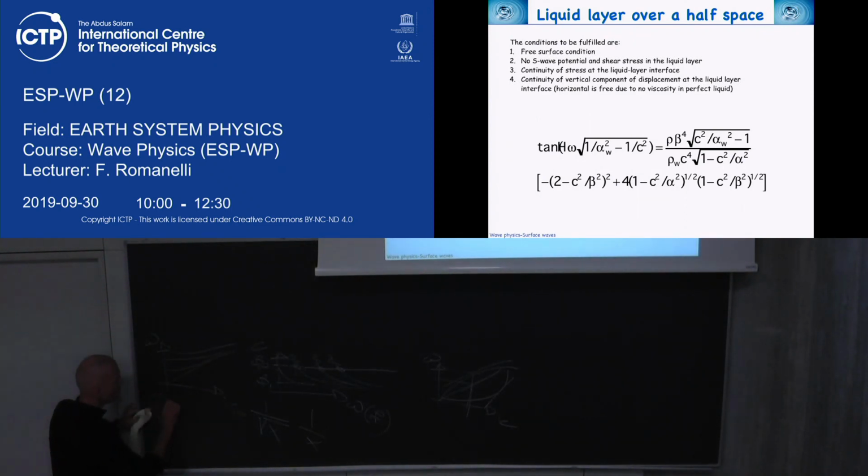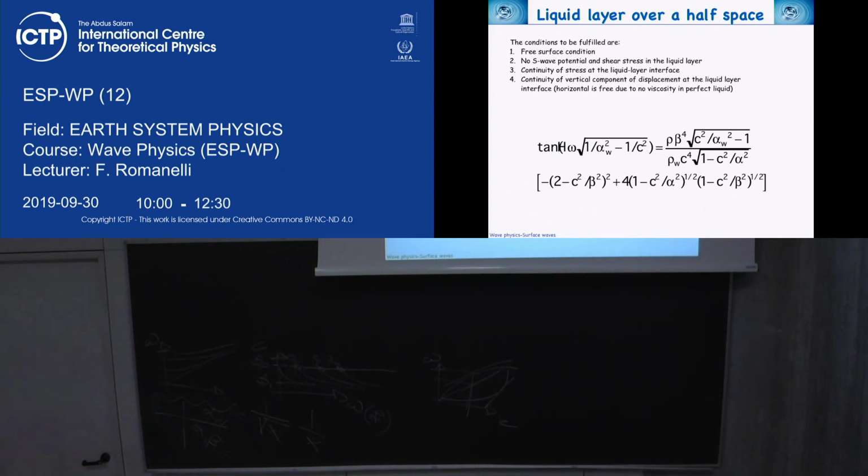Let's imagine to have a water layer over a half space. Now, in the half space, we have alpha and beta. Good. But in the water, we have just alpha water. What does it mean? We have no S waves there. But we have P waves, and you can call them sound waves.